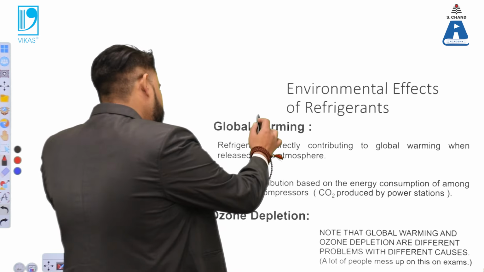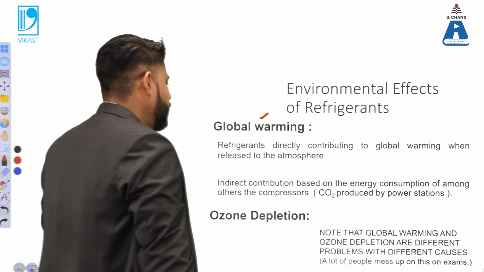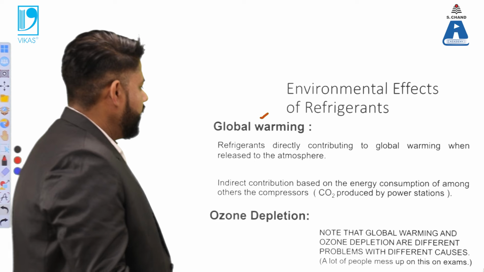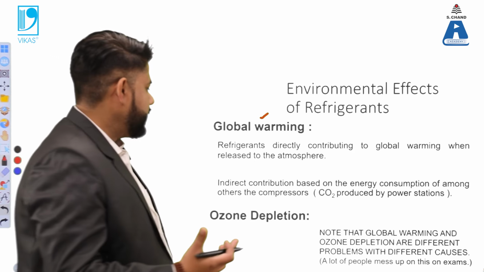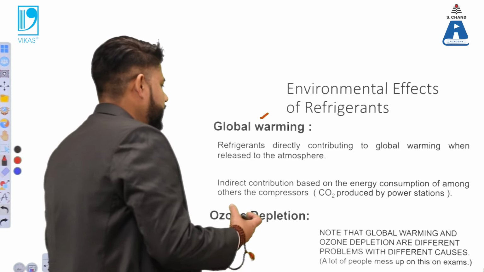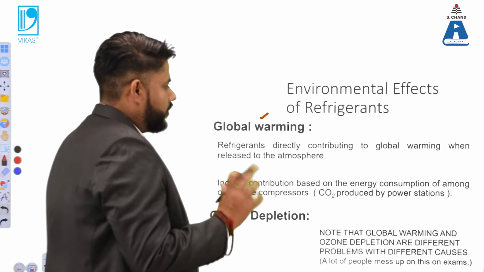One thing is global warming. It directly contributes to global warming because it leads to the development of carbon dioxide, and that ultimately increases the temperature of the overall globe.